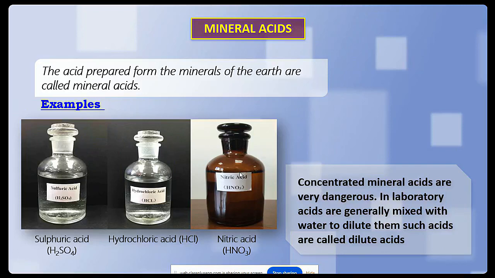So, what is the difference between mineral acid and dilute acid? Mineral acids can be dilute as well as concentrated. Is it right? Concentrated means very strong acid which is not mixed with water. Dilute means mixed with water, so its acidic nature is less compared to concentrated acid. Concentrated means strong in acidic nature; dilute means weak in acidic nature, mixed with water, and is known as dilute acid.